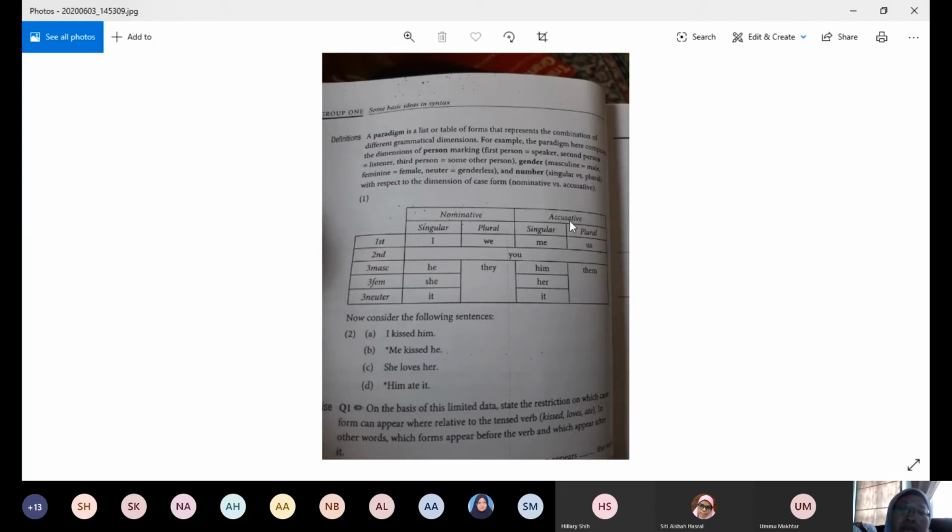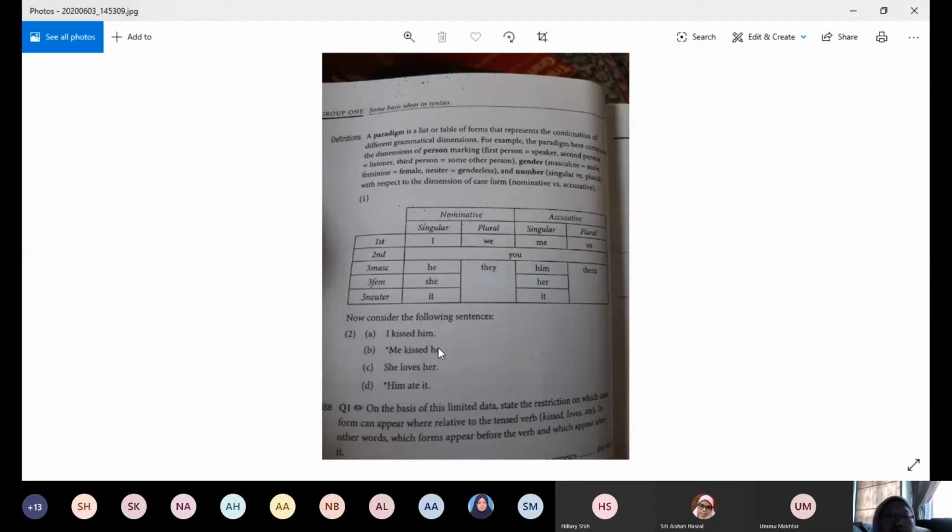Object to the verb or object to the preposition. So accusative is object, nominative is subject. Pronouns in English are differentiated by first, second, third person. They are differentiated by gender. They are differentiated by number, singular and plural, and they are also differentiated by nominative or accusative.